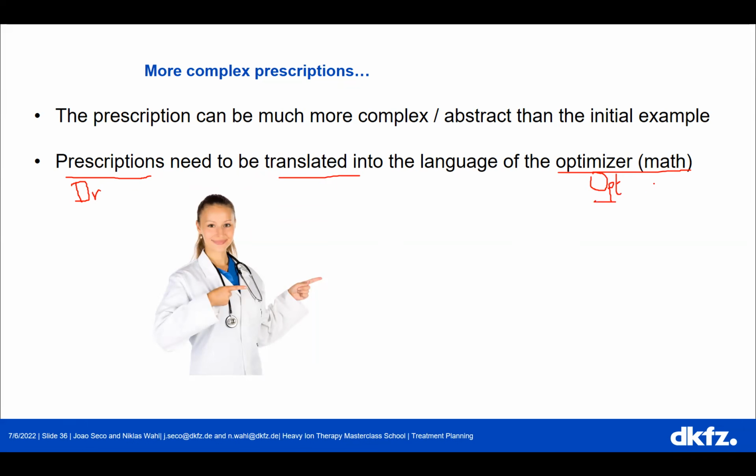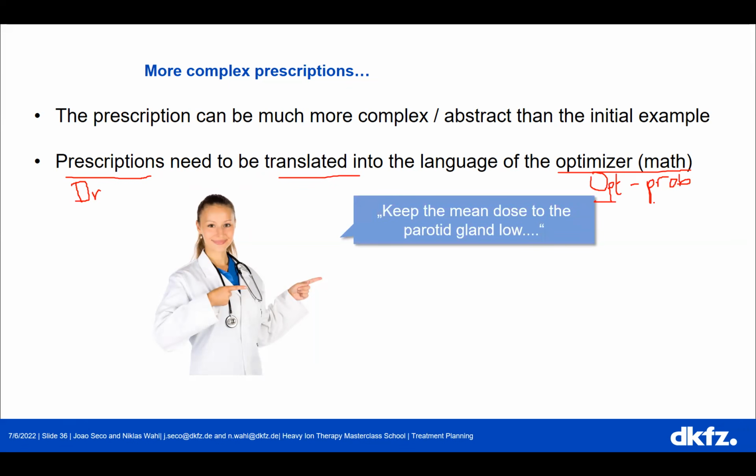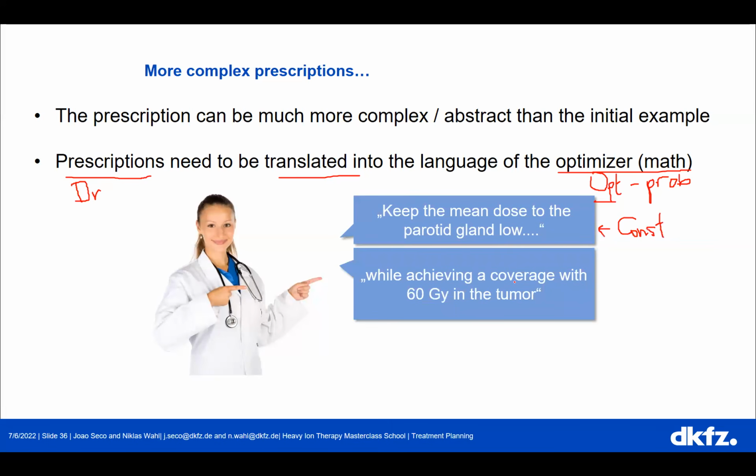So you have to define your optimization problem, and what are the parameters that allow you to do this. So you define the problem and all the stuff that goes into it, right? The doctor can say, I want to keep my mean dose to the parotid low. So that's one option. That means I want to introduce a constraint. This is usually called a constraint or an optimizer. So I want to define some kind of constraint or optimization focus, or I want to define a coverage for my tumor of around 60 gray, right? This is sometimes called an objective.